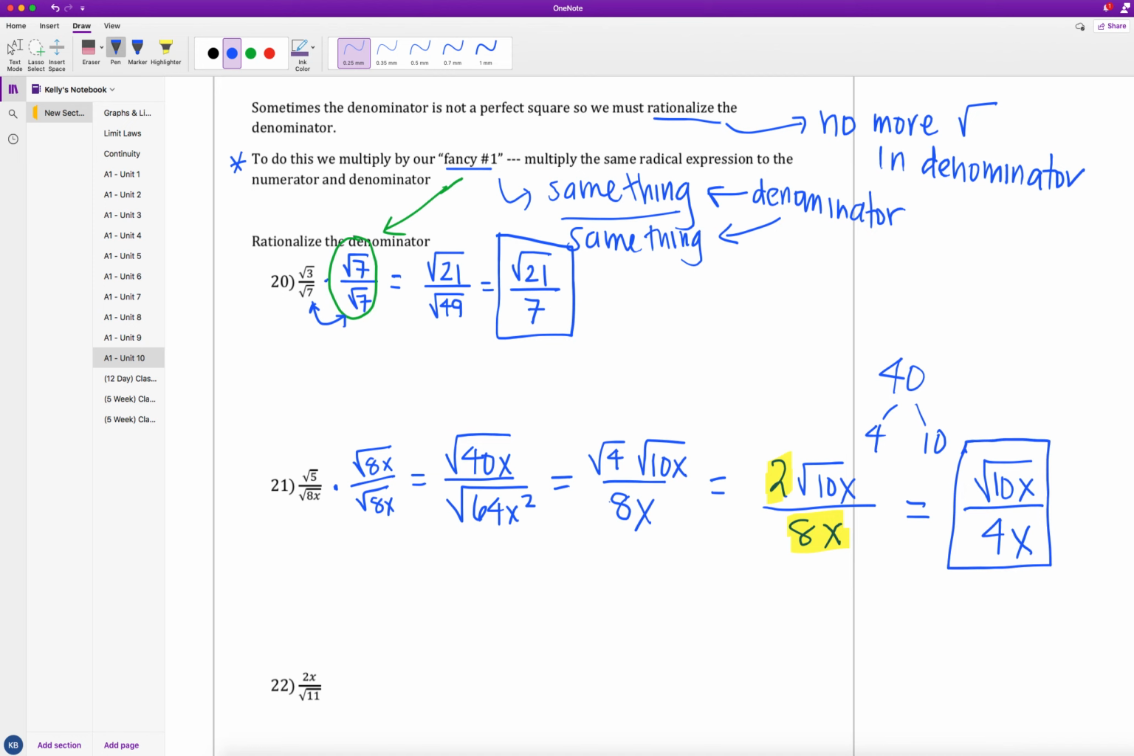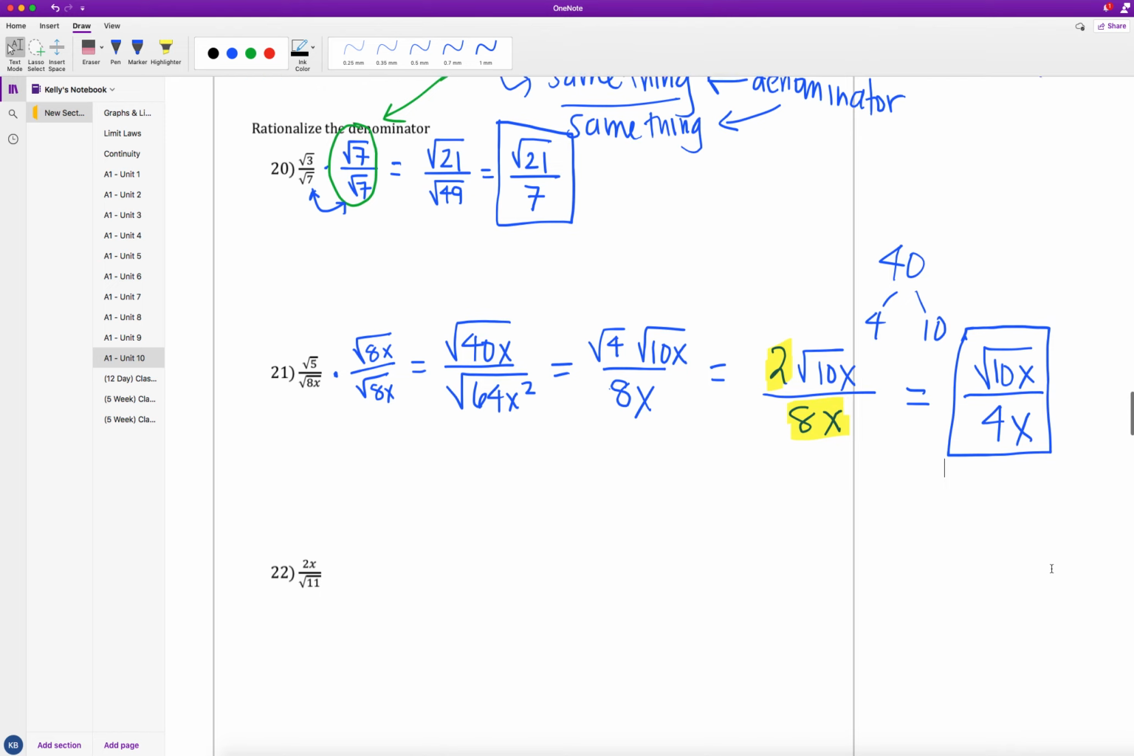Now it's really tempting to want to say, ooh, I can cancel those x's. But I cannot, because the x that's in the numerator is inside of a square root versus the x in the denominator is not inside of a square root. So I cannot simplify this down any further.